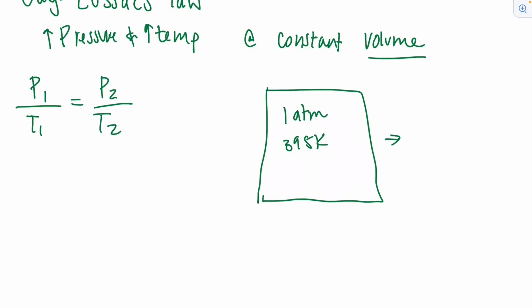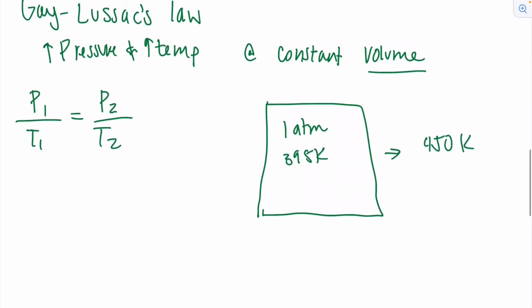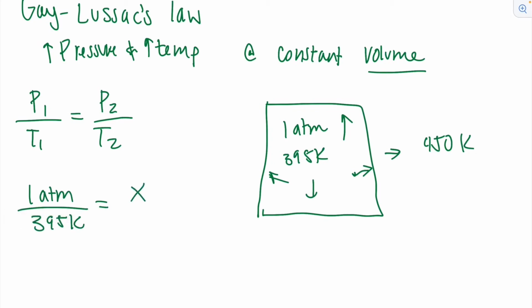And let's say it's heated up to 450 Kelvin. You should expect that the pressure will increase. Because the volume cannot change to maintain a constant pressure like we had in the last problem, the molecules will be moving faster and hitting the walls of the container with more force, increasing the pressure. Plug it into our equation here, 1 atm, 395 Kelvin, x atm, 450, we get 1.14 atm.